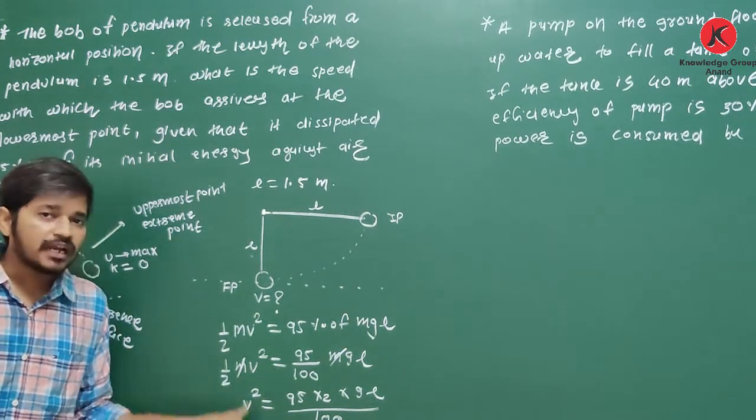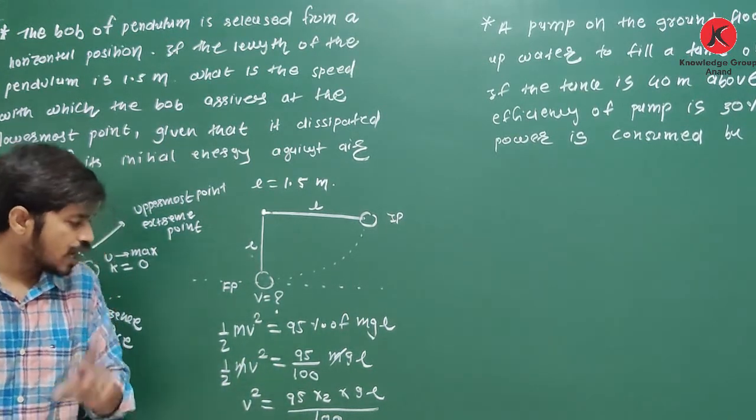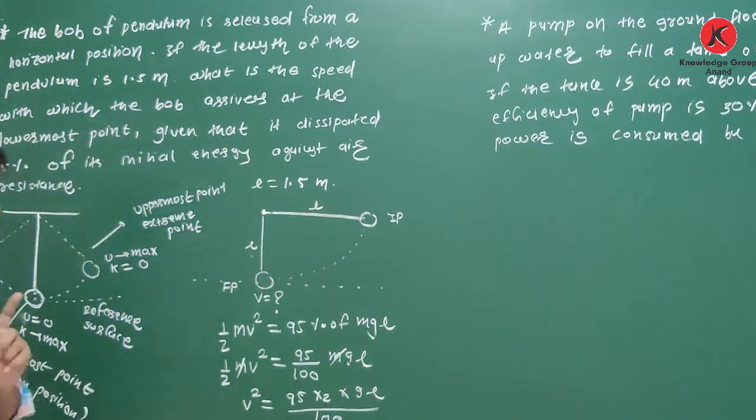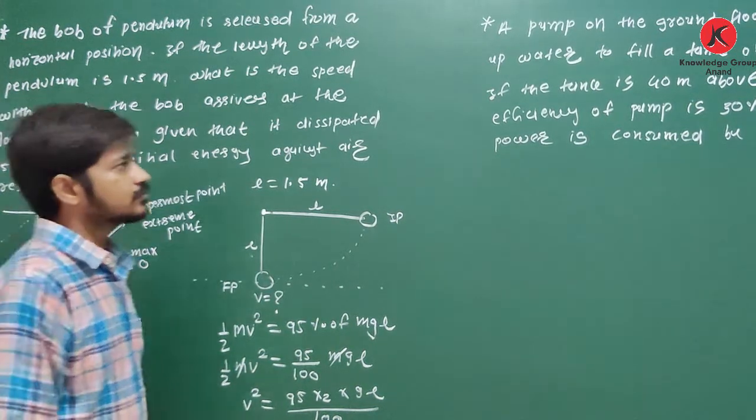But you have to try how to find the square root. Clear about this? So yes, it is one simple question. But first of all, you have to understand this: what is the uppermost point, the lowermost point, at which point the energy is zero and at which point the energy is maximum. Clear about this? Now next question.